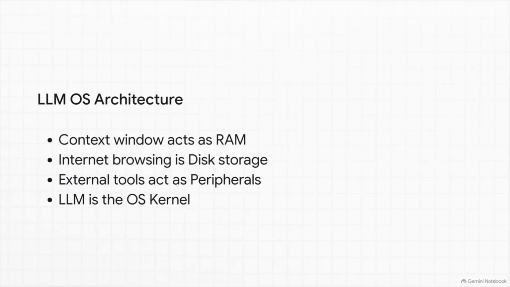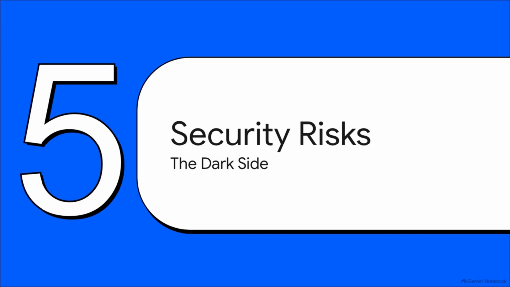And this brilliantly illustrates the awe-inspiring direct parallels between a traditional computer's architecture and this emerging ecosystem. Look at this mapping. The model's context window, the finite working memory of your prompt, acts exactly like a computer's RAM. The ability to browse the internet acts as your massive disk storage. The use of external tools, like the calculator or a Python interpreter, serve as peripheral devices. And sitting right at the center, orchestrating that memory and those tools to solve problems, is the LLM itself, acting as the OS kernel.